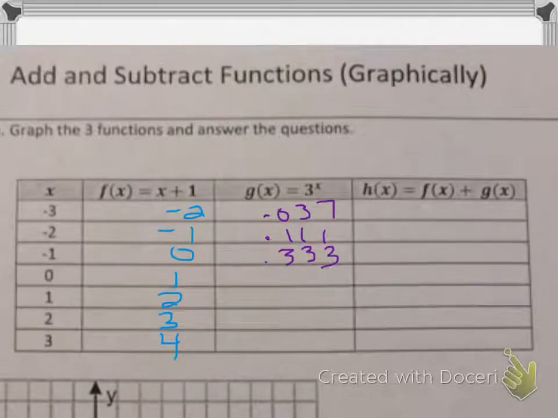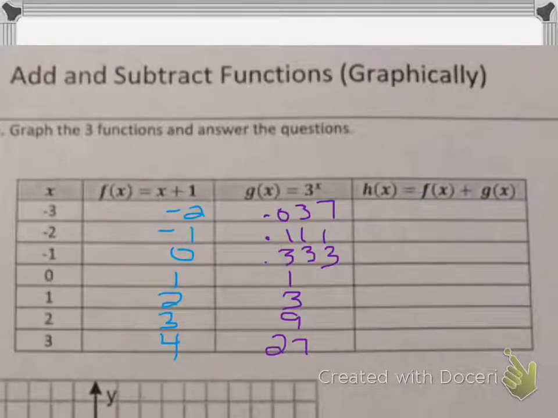We're going to do 3 to the 0 power. Anything to the 0 power is 1. That's the easy one to remember. 3 to the 1st power is 3. 3 to the 2nd power is 9. 3 to the 3rd power is 27. Now we're going to take those two functions and add them together over here. That's what it tells me to do. It tells me to add those together.